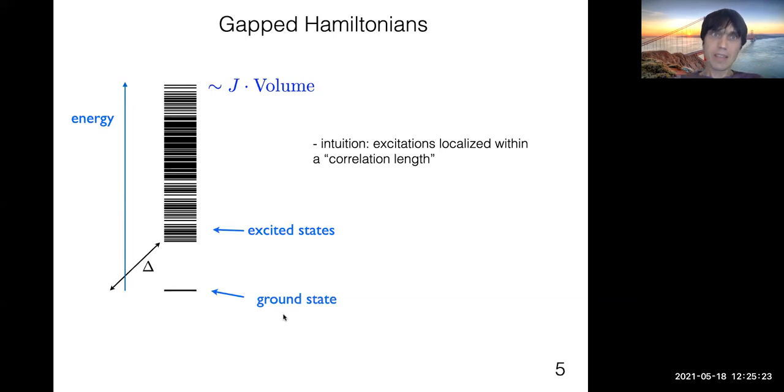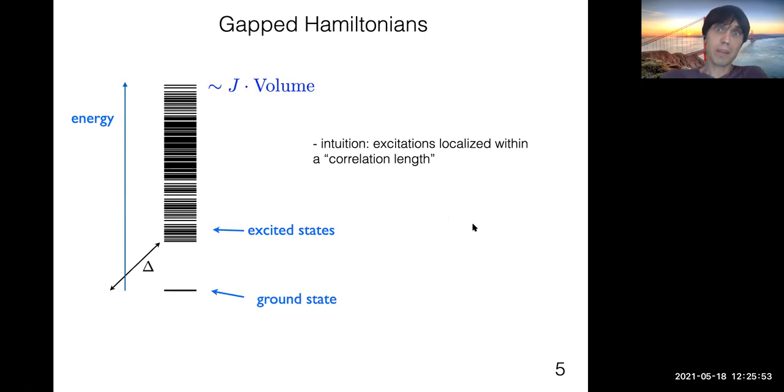So that's number one. And number two, to understand this ground state, to understand the various properties of this ground state, we can look at the spectrum of lowest energy excitations above this ground state. And the intuition is that when there's a gap, excitations above this ground state can be localized within a certain correlation length.